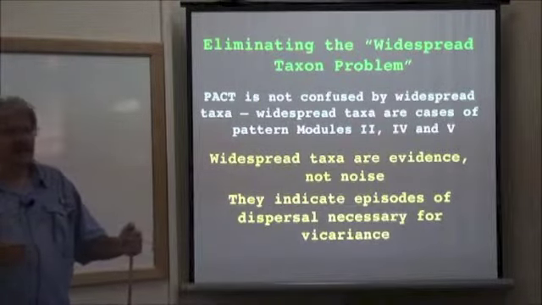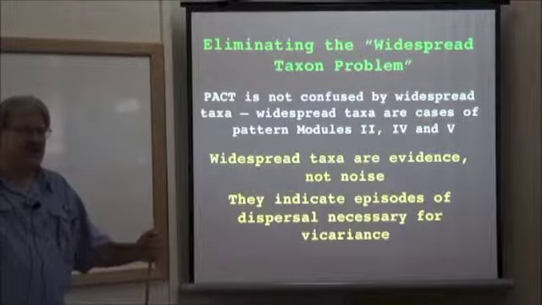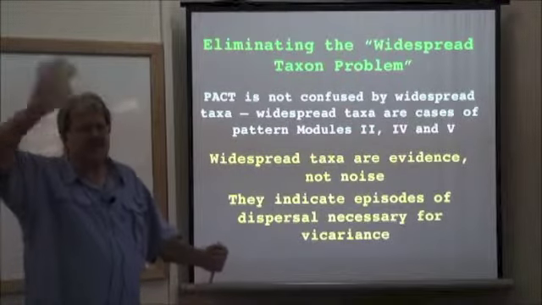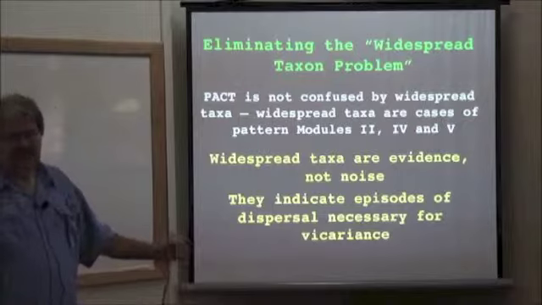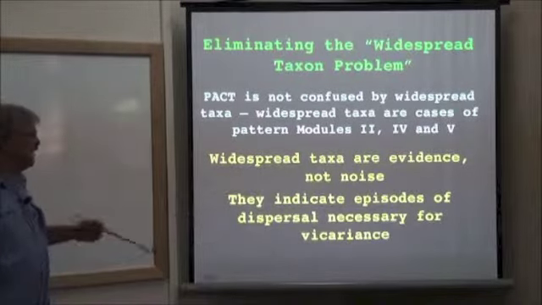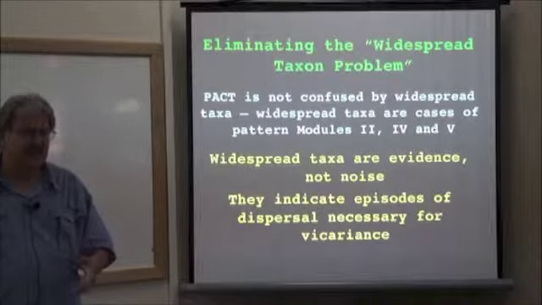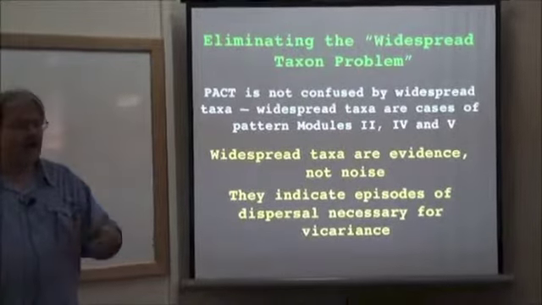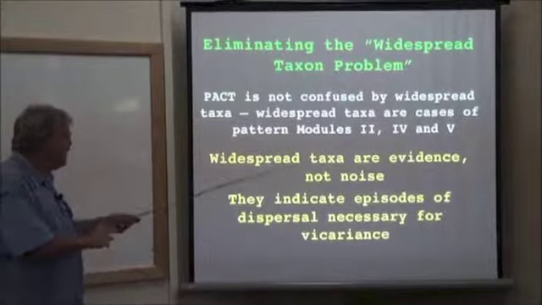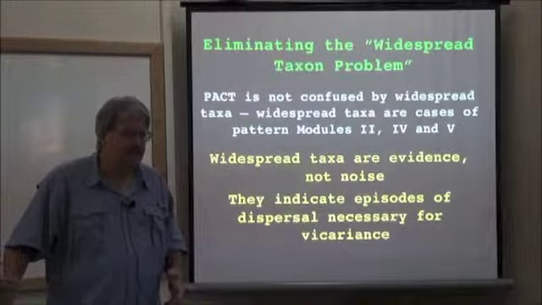Okay, assumption 1 takes care of that problem. You just eliminate the information about the distribution in areas that do not conform to a vicariance hypothesis. And then you say, it was all secondary dispersal. It's okay to throw that information out. The problem with that is that widespread taxa are actually evidence. They are not noise in the system. They are not like an error term in an analysis of variance model. And the reason they're evidence is because without dispersal, you cannot have vicariance.